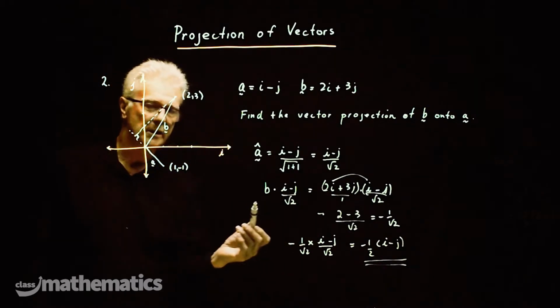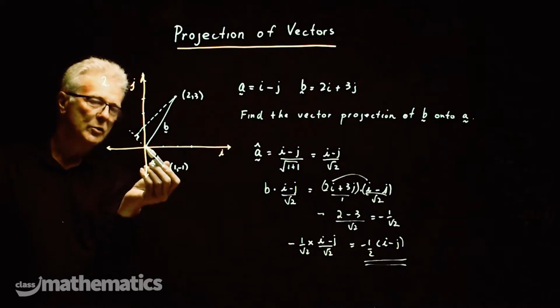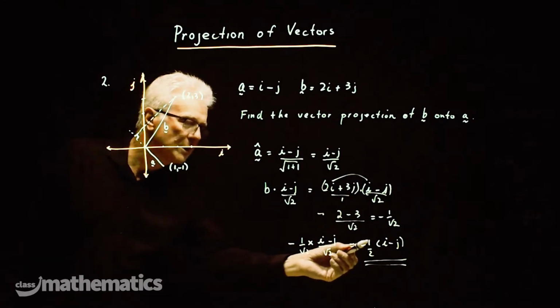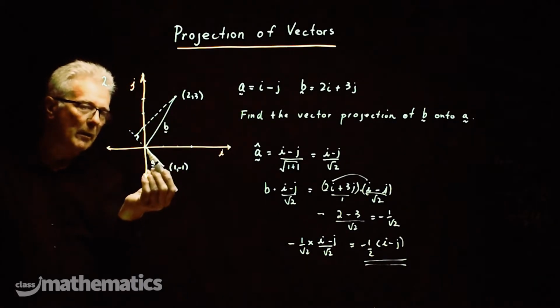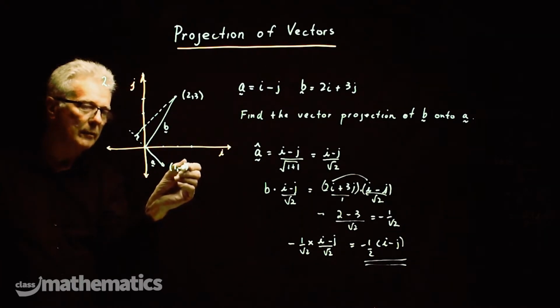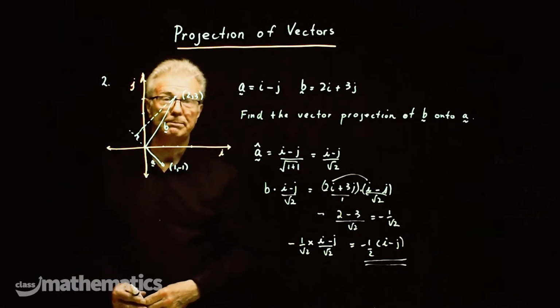Now what that is, you can see, is that as you project this down here, this is the unit projection this way, and that will be minus a half of (i - j). So that would be going back the other way, half of that vector, i - j. It's done.